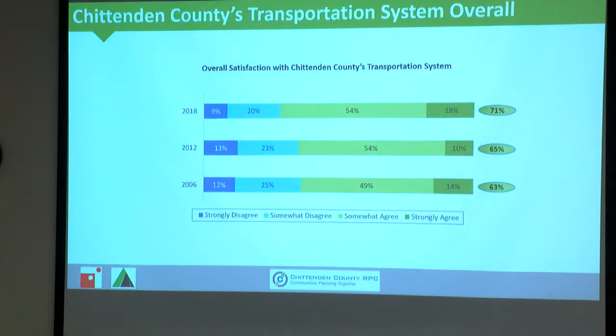All right. From here, we ask people to rate their satisfaction with Chittenden County's transportation system overall. So keep in mind, this rating is countywide, regardless of whether you live right in the middle of Burlington or out on a farm road. And currently, 71% of people say they're satisfied. That's actually up from 65% in 2012. The overall increase in satisfaction is largely driven by improvements in people's attitudes toward bicycling, and it's also supported by positive results we're seeing from Green Mountain Transit and from walking. Those seem to be largely carrying the driving numbers, which are a little bit lower.